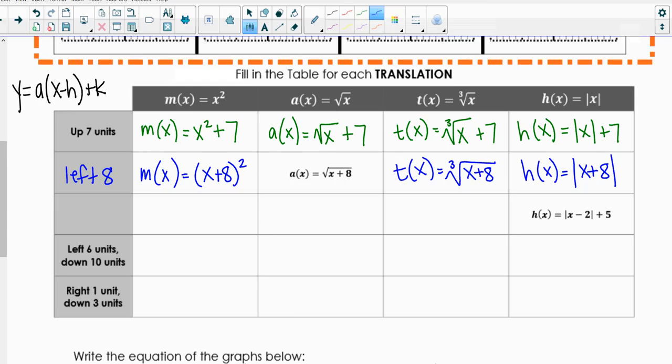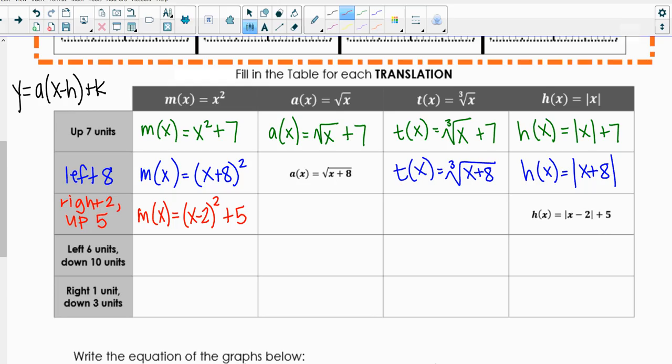All right, so hopefully you've given yourself some time to look through these. For this one, we have a horizontal shift to the right 2, and a vertical shift up 5. So we are going right 2, because we're doing the opposite, and up 5. So if I want an x squared graph to go right 2 and up 5, then I'm going to have x minus 2, because it's the opposite, squared plus 5.